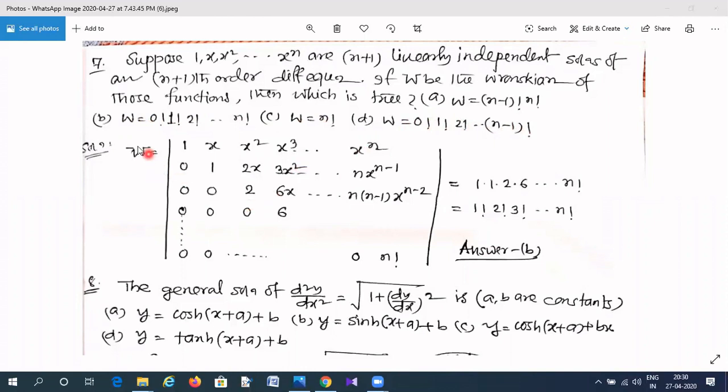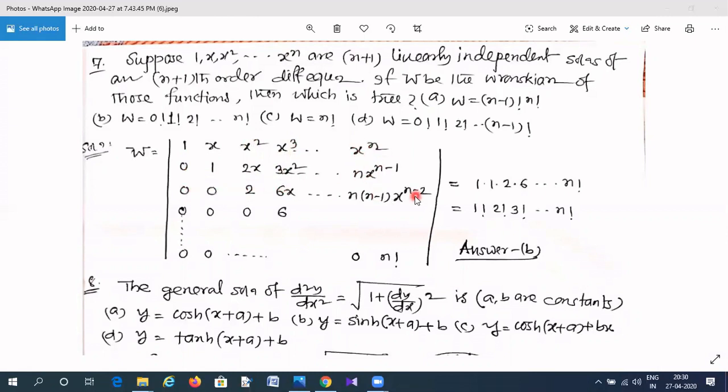So the formula of the Wronskian of the functions is: the first row is the functions 1, x, x square, x cube, ..., x to the power n. The next row will be the first derivative of these terms. So the first derivative of 1 is 0, of x is 1, of x square is 2x, of x cube is 3x square, and of x to the power n is n x to the power n minus 1.